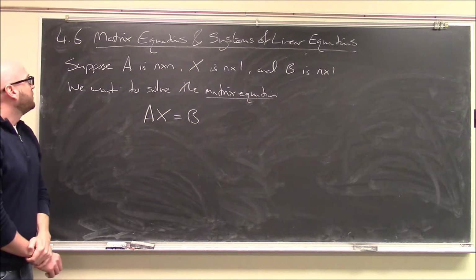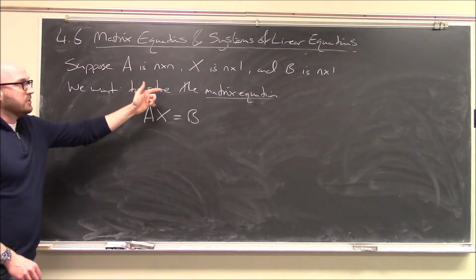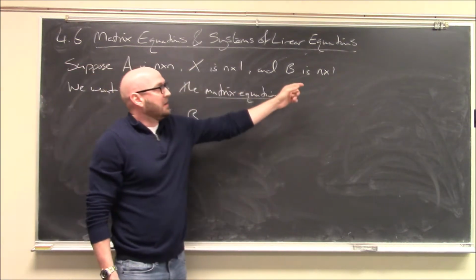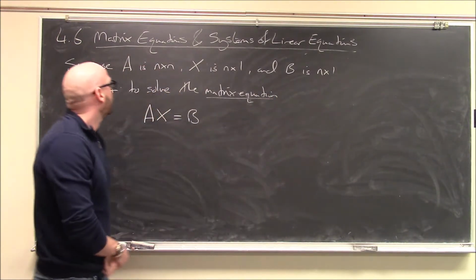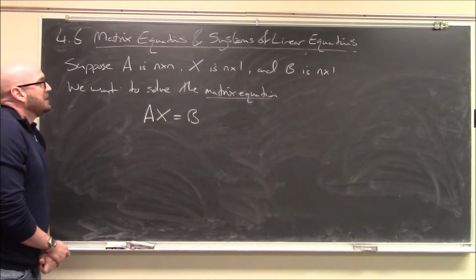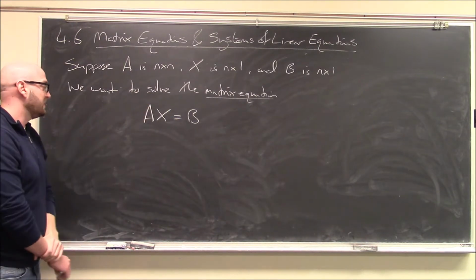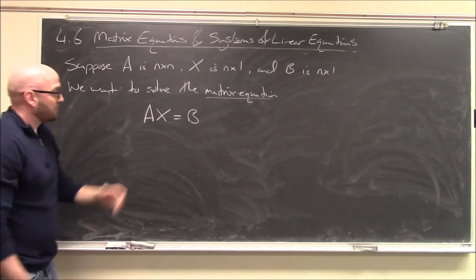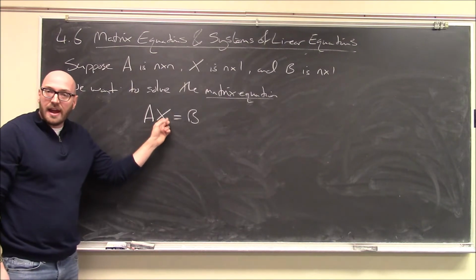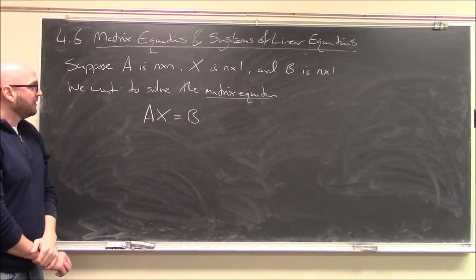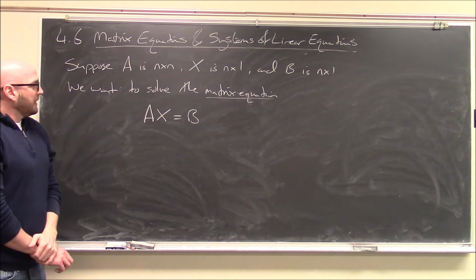Right? So suppose I have the following. Suppose A is an n by n matrix, and X and B are n by 1 column matrices. We want to solve a matrix equation that looks like this. You can have all sorts of different matrix equations, but I want to solve this particular matrix equation, which means I want to solve and isolate X. I want to figure out what X is. How do I do that?